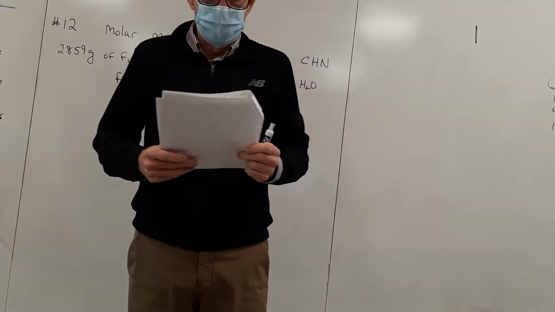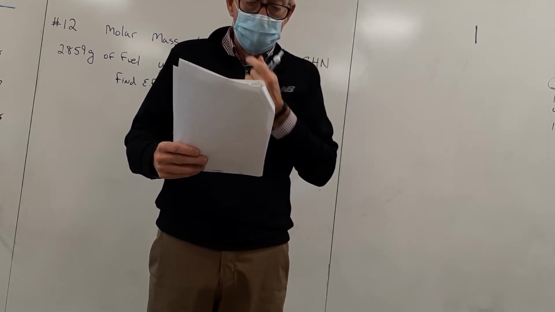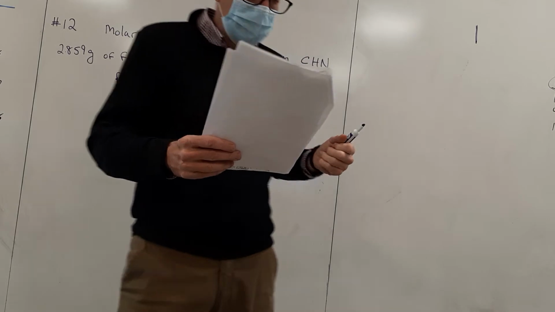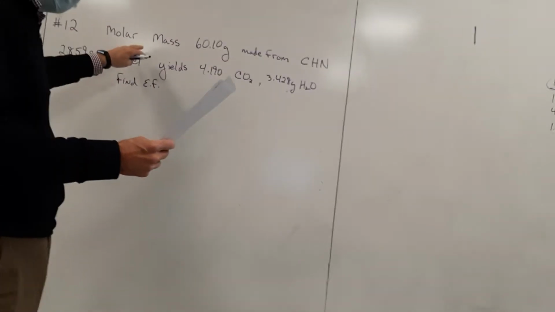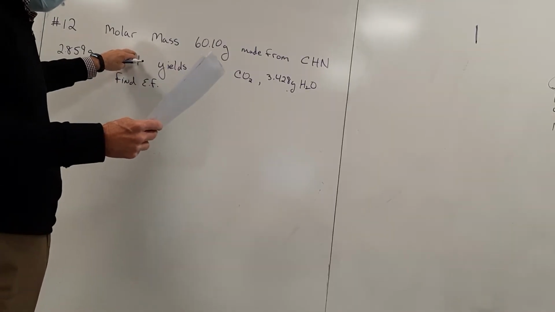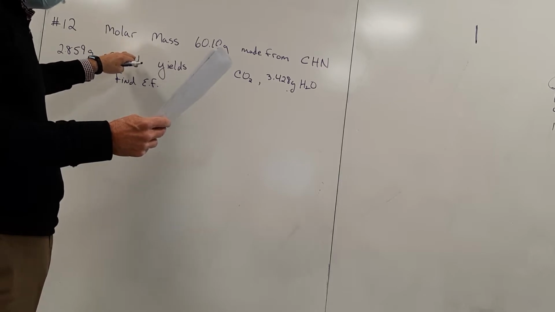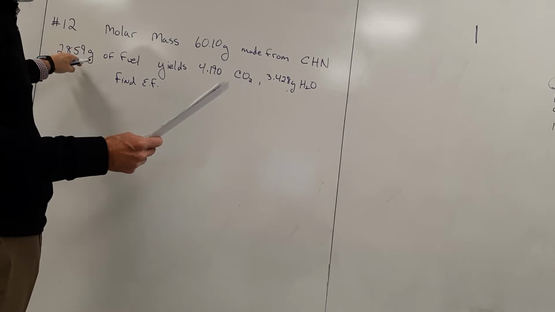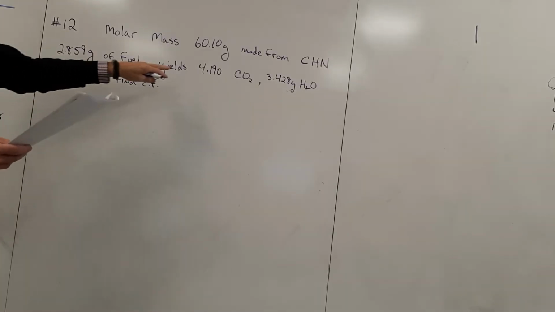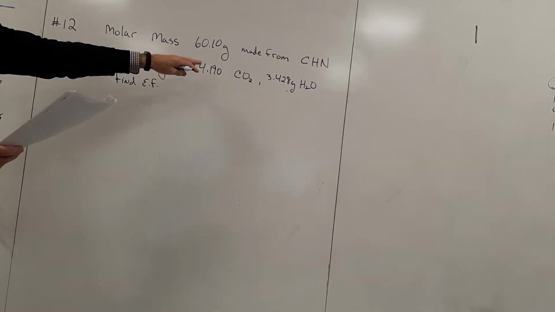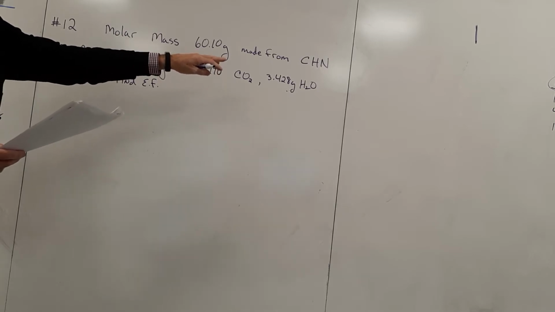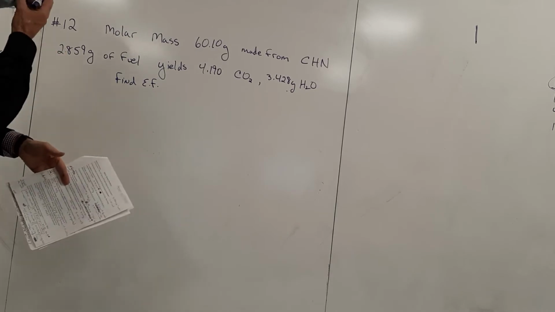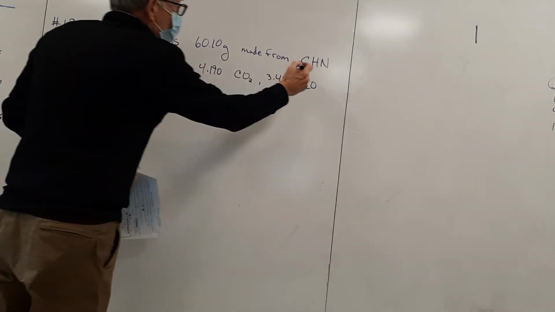mole honors problems, and I want you to look at problem number 12. Dimethylhydrazine. The fuel used in the Apollo has a molar mass made up of carbon, hydrogen, nitrogen. The combustion of 2.85 grams yields 4.190 grams carbon dioxide, 3.420 grams H2O. Find the empirical formula. It's made from C, H, and N.